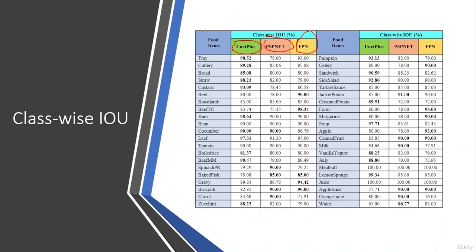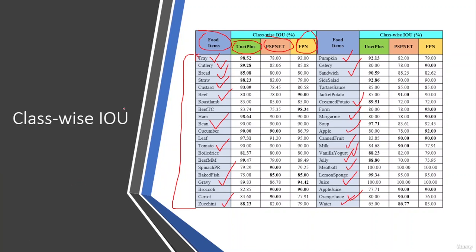In the very first column, we have the food items, or the classes we have in our dataset. In our dataset, we have 43 classes. 42 classes are given over here, and the 43rd class is the background. Here you can see the first class is tray, then cutlery, bread, straw, beef, beans, tomato, gravy, zucchini, pumpkin, sandwich, cream potato, margarine, apple, milk, vanilla yogurt, jelly, meatball, juice, orange juice, and water. So there are 43 different classes in our tray dataset.